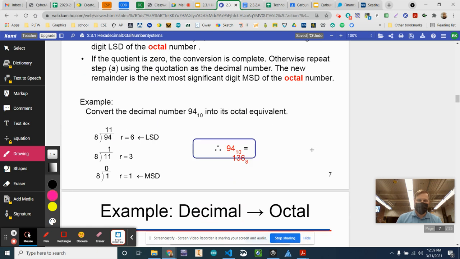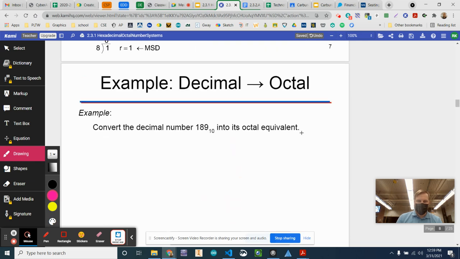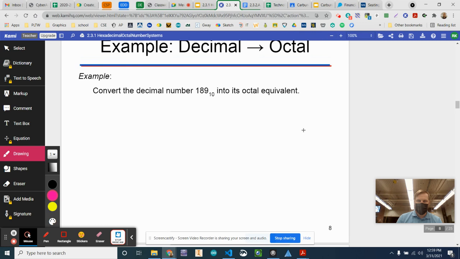Okay, so I'm going to scroll down past all this stuff because I don't like the system that they use. I prefer to do our train track system like we did for binary. So here we have the number 189 base 10, and we need to convert it to octal, base 8.